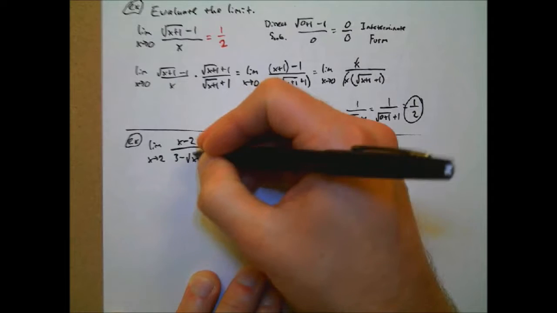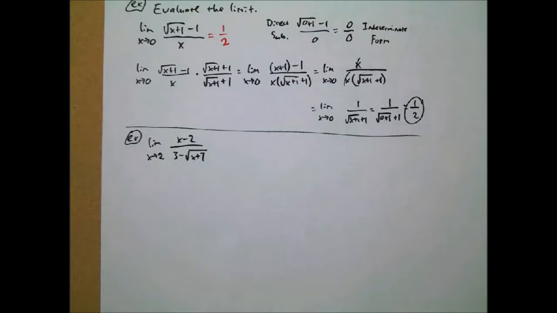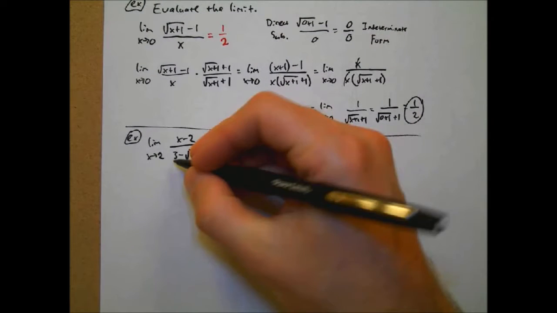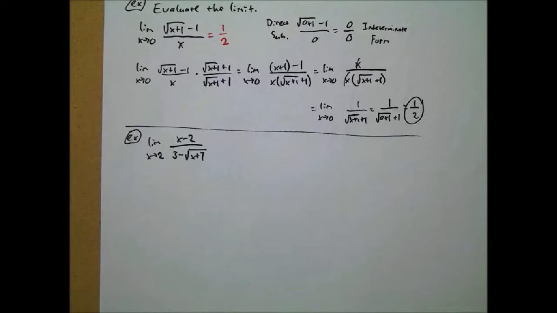We have x minus 2 in the numerator, and 3 minus the square root of x plus 7 in the denominator. We'll do one more here together, and then I'll have you try one, and then we'll get to that graph on the back. So, first step here, what do you think we should do? Ideas.